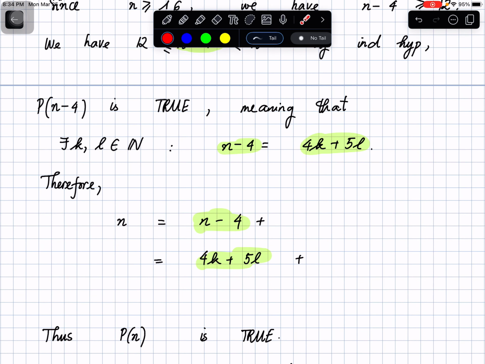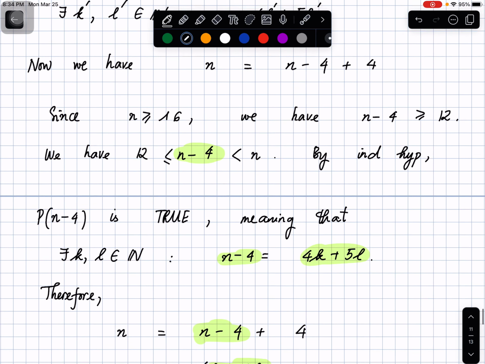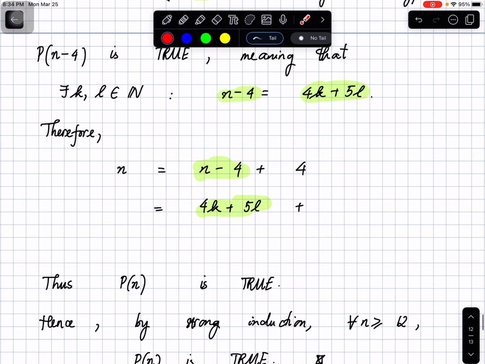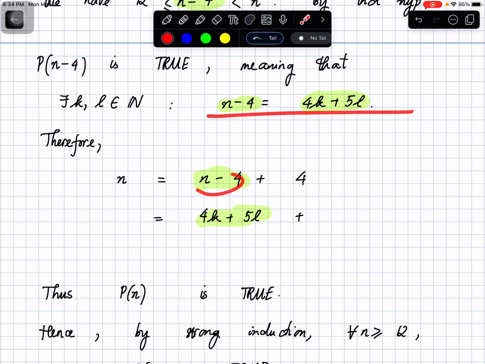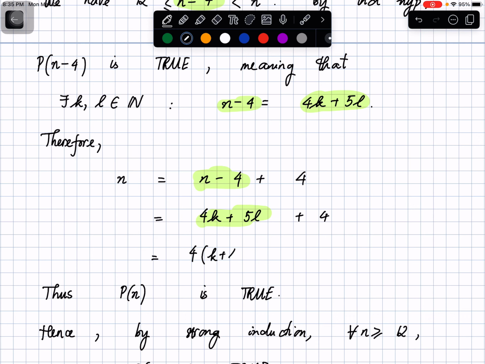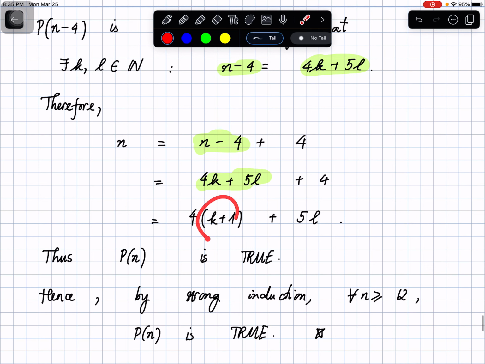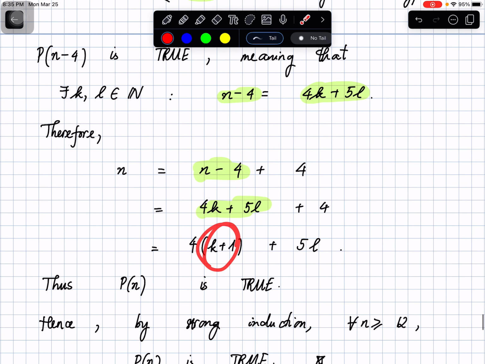So now we have n equal to n minus 4 plus 4. Right, n equals n minus 4 plus 4. It didn't change anything, because minus 4 cancels out with plus 4. So n minus 4 by the inductive hypothesis is 4k plus 5l, plus 4. So this is 4 times (k plus 1) plus 5l. So k prime can be chosen as k plus 1, and l prime is just l.